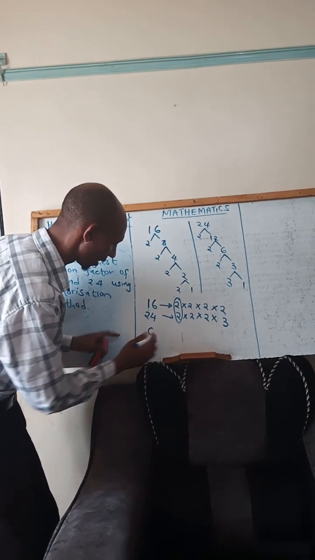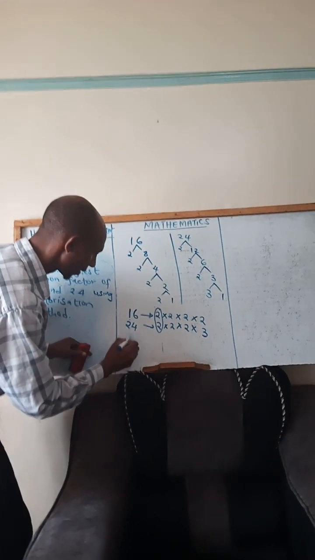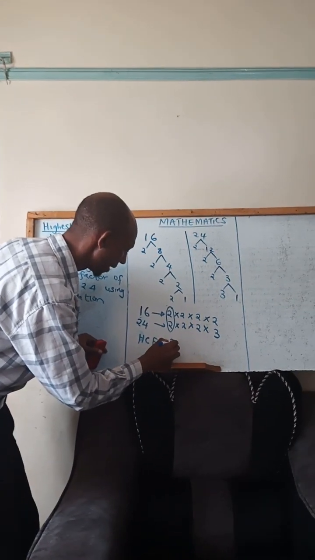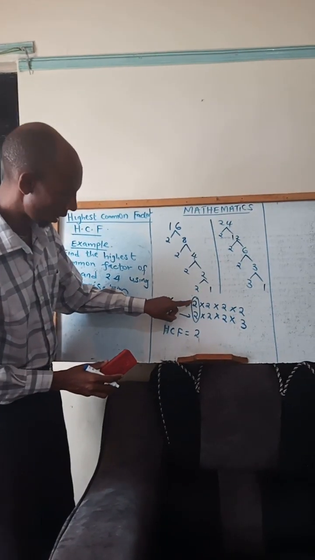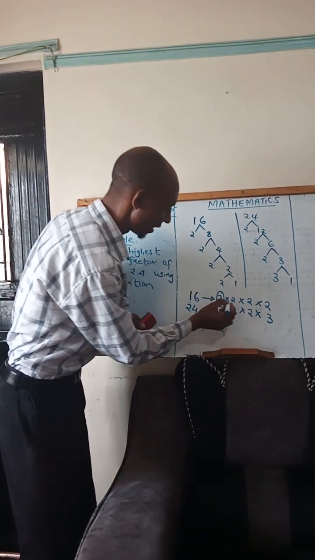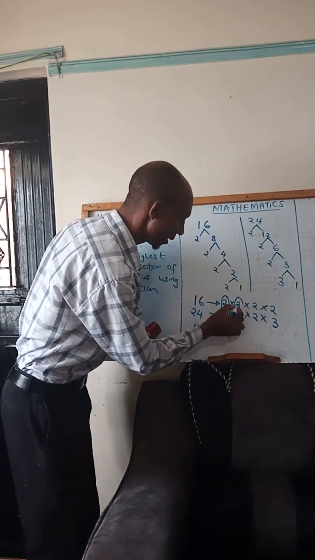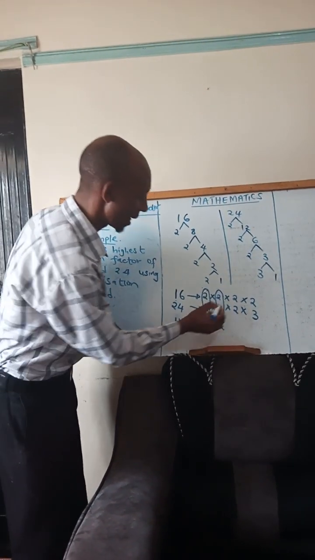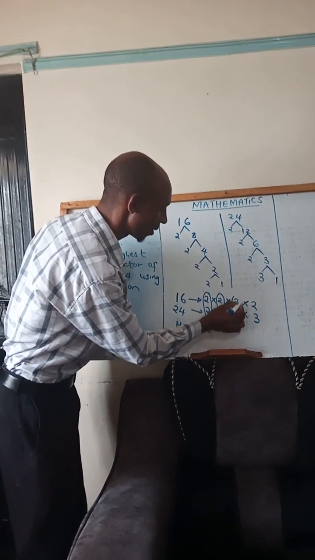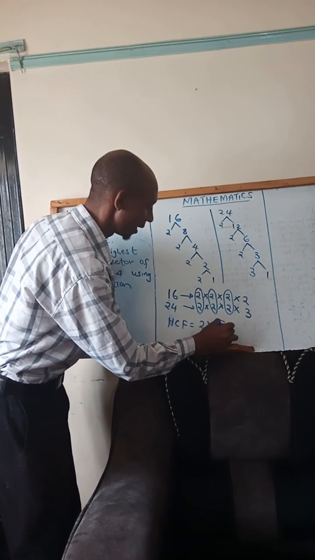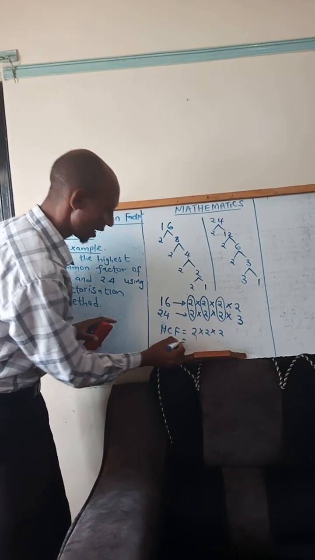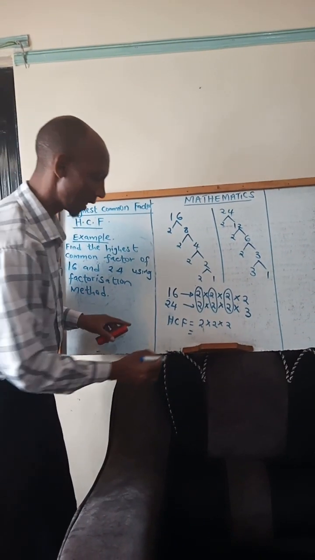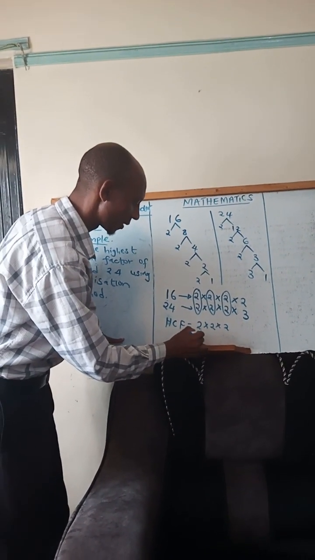So the HCF is equal to, you pick just one in every pair. Then there is a pair which is common, you pick another one. Then you have another pair here which is common, and you pick just one number. Then you multiply 2 by 2 by 2, and you will get the answer, which is 8.